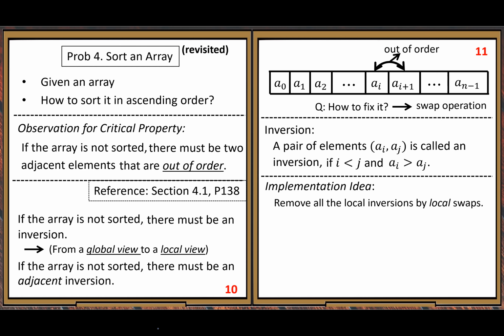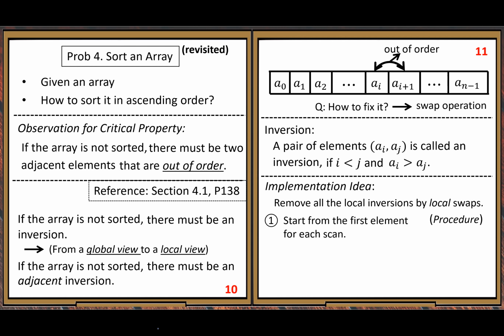Our goal is to remove all the local inversions by local swaps. If you can implement this idea, you get the array sorted. If you can remove all the adjacent inversions, you get the array sorted. That's our new view, our new method. So let's complete the implementation details, the procedure.